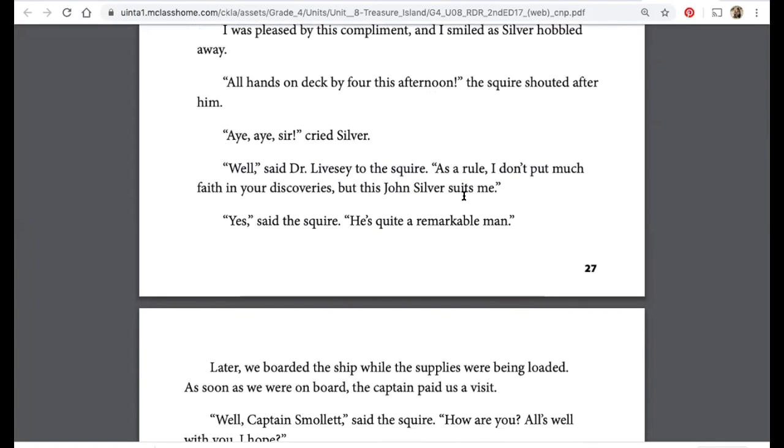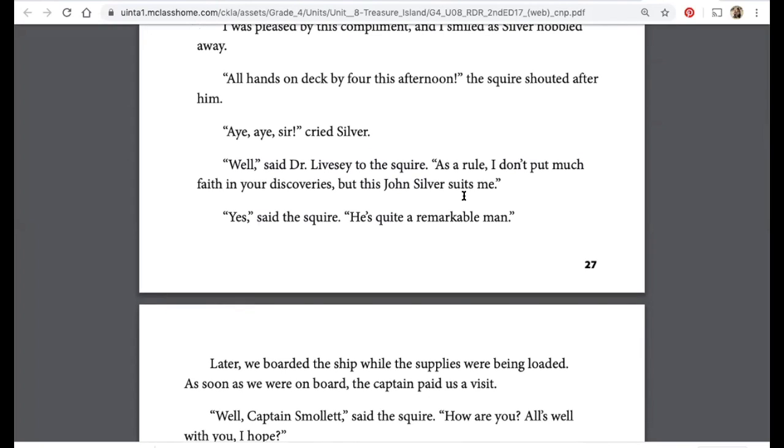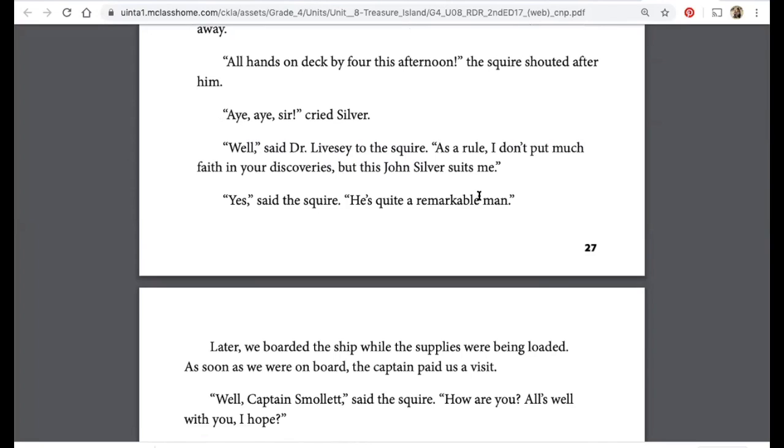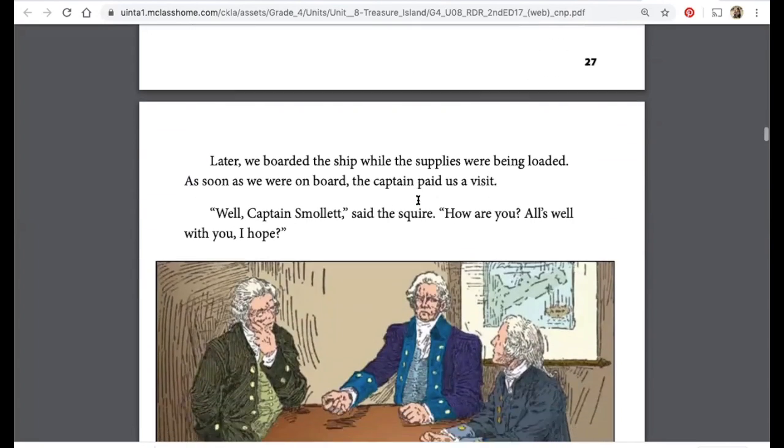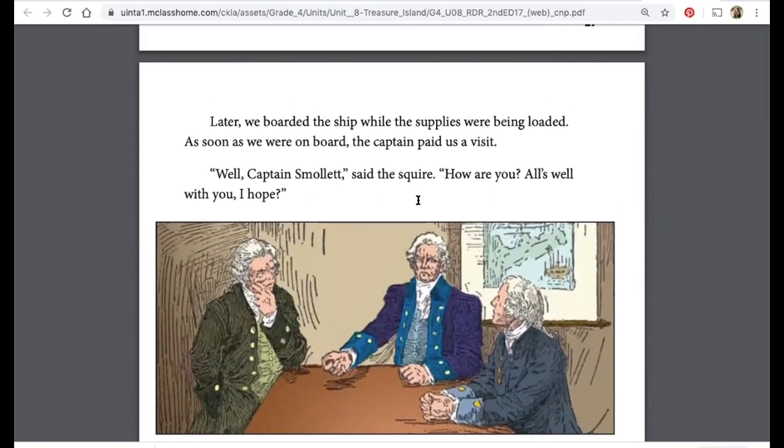Well, said Dr. Livesey to the squire, as a rule, I don't put much faith in your discoveries, but this John Silver suits me. Yes, said the squire, he's quite a remarkable man. Remarkable meaning amazing. Later, we boarded the ship while the supplies were being loaded. As soon as we were on board, the captain paid us a visit.